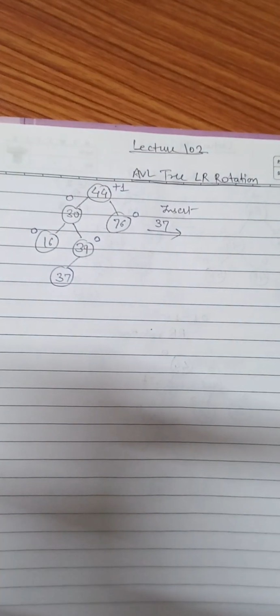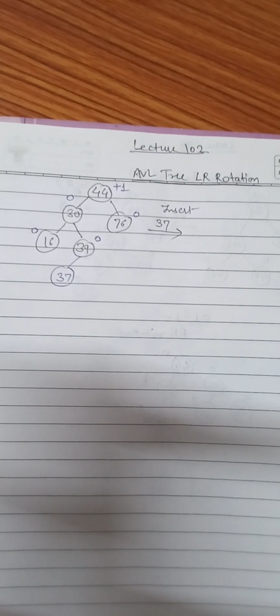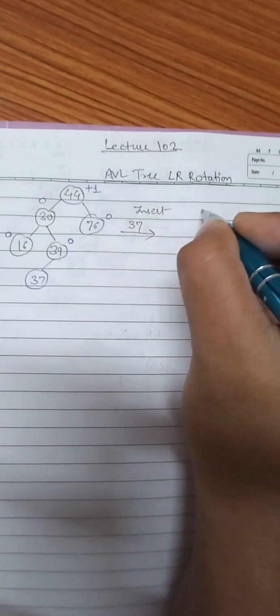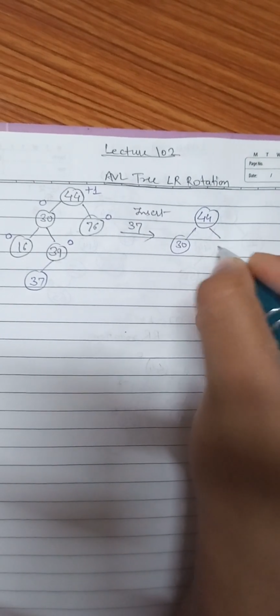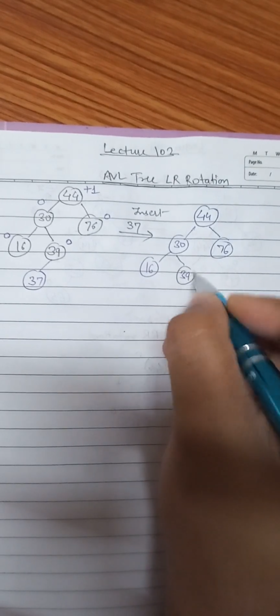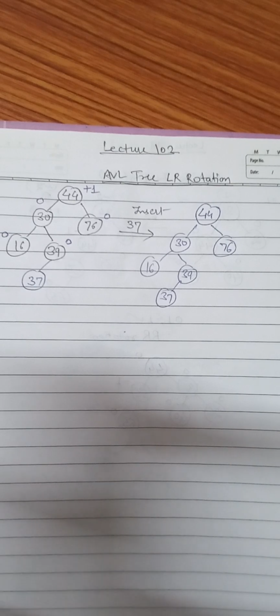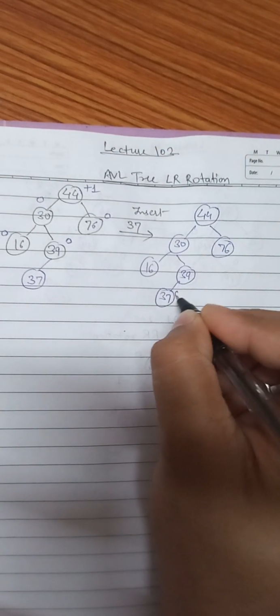So again we will see the balancing factor of this. I am writing it here again so that it will be easy to understand: 44, 30, 76, 16, 39 and 37. Once we have inserted 37, the balancing factor of 37 is 0, as there is no child.